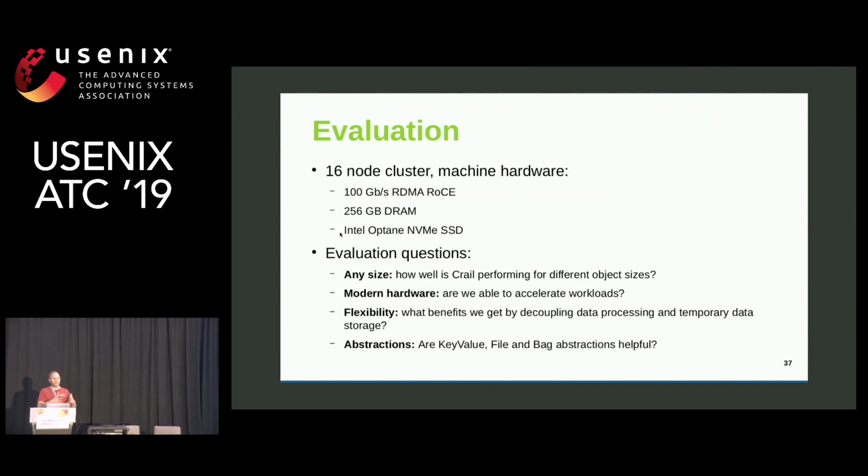How are the abstractions of Crail? Are they flexible enough so we can build, let's say, a shuffle engine easily on top of it? And can we easily play around with Crail in a way that gives us flexibility? Can we enable storage disaggregation and flash tiering easily without having to modify the higher level modules?